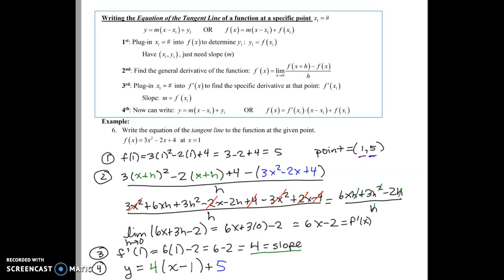So at this point, we use point slope form of our equation. That's the easiest one to use. So y equals 4, our slope, times x minus our x value of 1, plus 5. And there we have the equation of the tangent line. And so it all builds up together. This is the longest kind of problem, but the most interesting of the ones that we have.